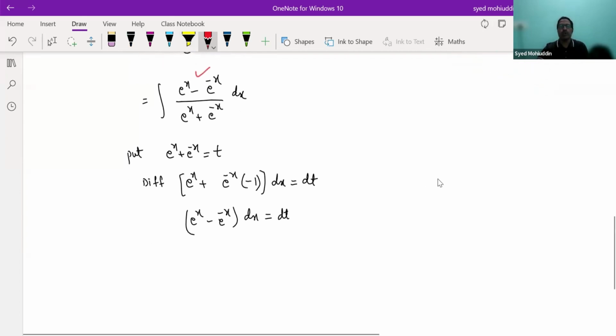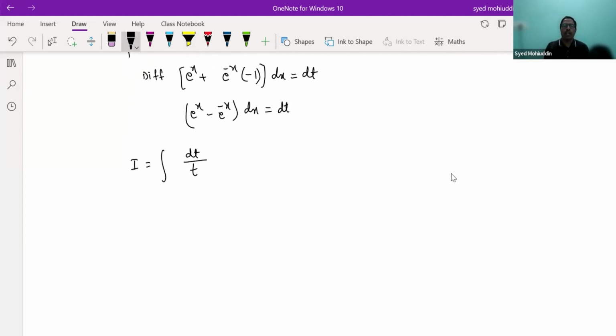Now you can go ahead and substitute t and dt. So we get I is equal to the integral where the numerator value becomes dt, and the complete denominator value becomes t. So we have got the integral of dt by t. But we know the standard formula: the integral of 1 by x into dx is nothing but log of x, or log of mod x, plus the constant of integration. Therefore, you'll be getting log of t plus the constant of integration c.